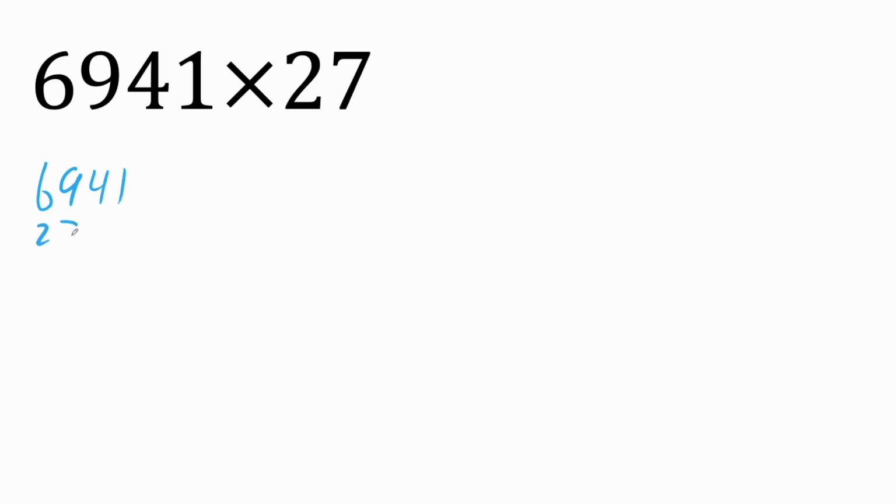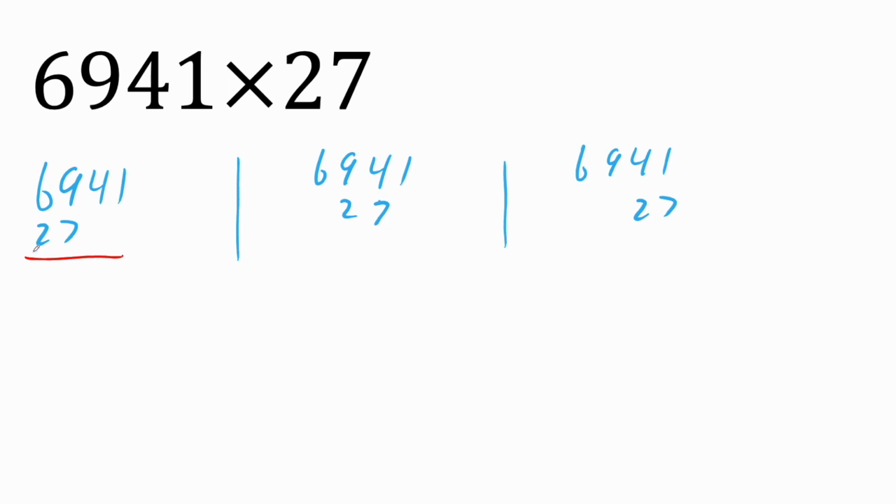I'm going to put a 27 here. But I need to do it 2 more times. 6, 9, 4, 1. I shift the 27 in one place. Then I do it again. 6, 9, 4, 1. Shift it over here to 27. So we can do a vertical. So I'm going to label maybe V for vertical. 6 times 2 is 12.